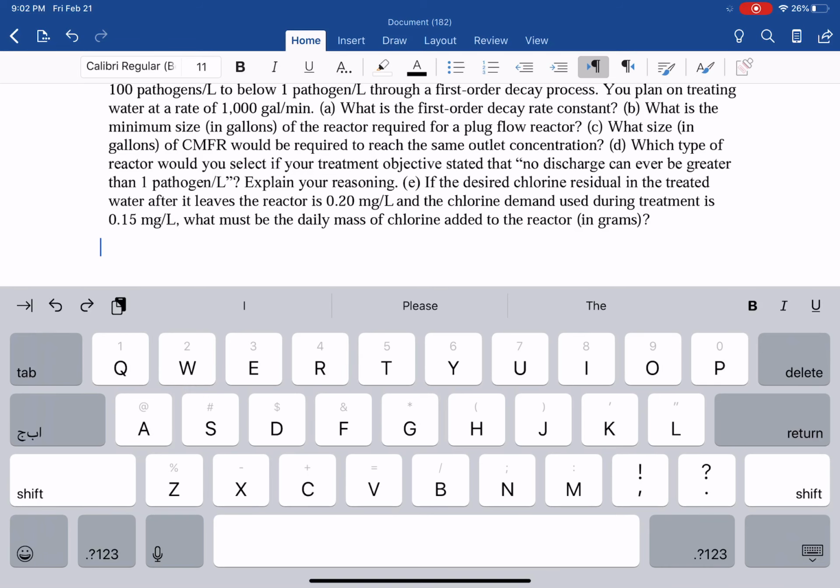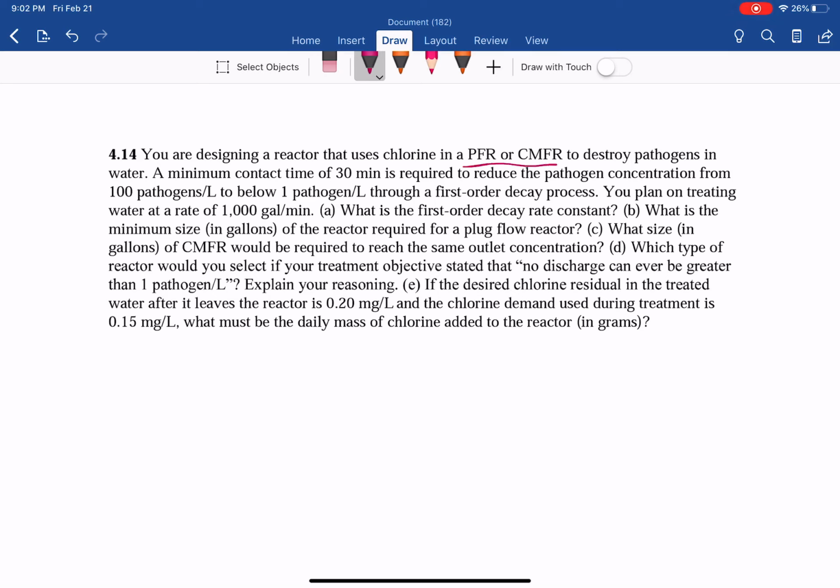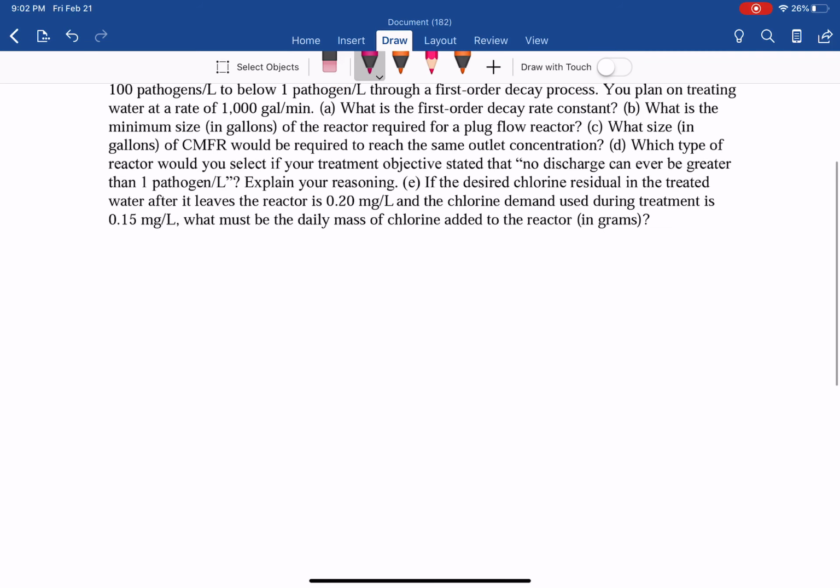Okay, let's look at this problem. You are designing a reactor. Now we want to design a reactor that uses chlorine in a plug flow reactor or a CMFR. Okay, so there is chlorination that will be used in either a plug flow reactor or a CMFR to destroy pathogens. So chlorine, of course.